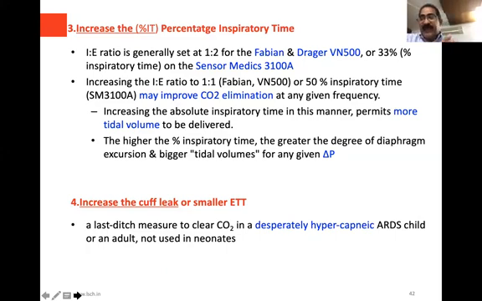As I said earlier, the ratio is 1:2. You could increase it to 1:1, inspiration to expiration ratio, so that might improve the CO2 elimination. That is in very, very rare cases. The other thing is the increase in the cuff leak or a smaller endotracheal tube. This is very, very unlikely. This is used mostly in adults, in ARDS, or in the big pediatric population, but certainly this is not used in the neonates.